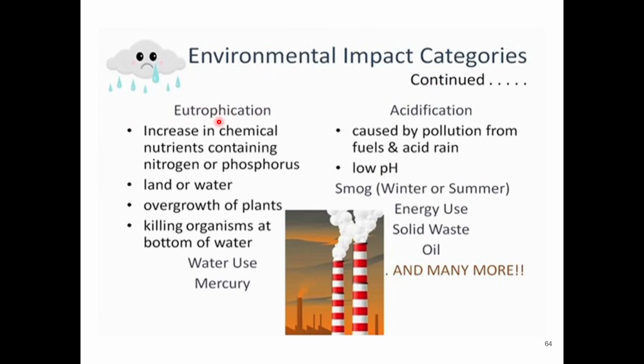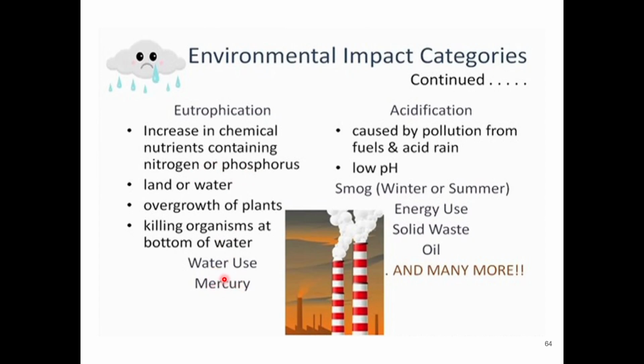And apart from that, some more data that can be analyzed from the environmental impact category can be eutrophication. That is the increase in chemical nutrients containing nitrogen and/or phosphorus in water, basically in water. It can be both in land or water, but mostly in water, and that results in overgrowth of plants. It results in killing of organisms at the bottom of water because of higher concentration of nitrogen and phosphorus than desired.